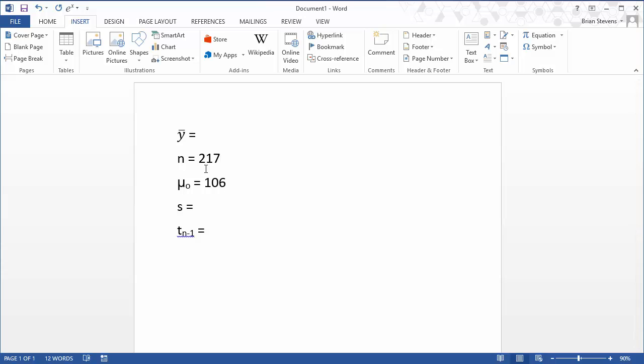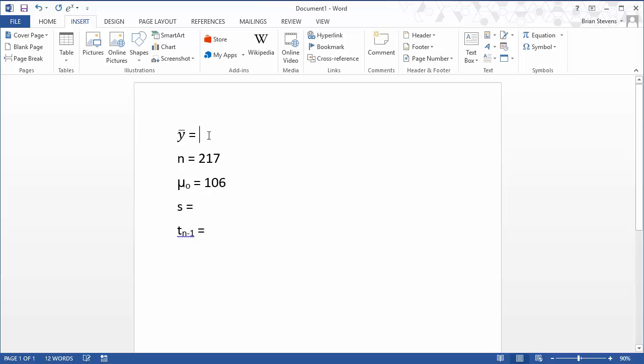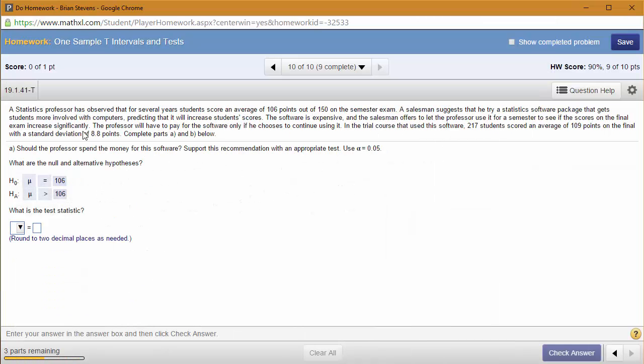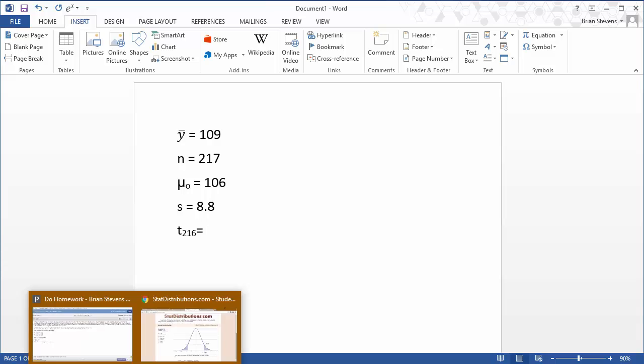We're so close to figuring everything out. We need the sample mean. From these 217 students, they scored 109. And they had a standard deviation of 8.8. This is the sample standard deviation and the sample mean. Talked about those earlier. And since our sample size is 217, this is a T with 216 degrees of freedom, just n-1. And we will find that out here.